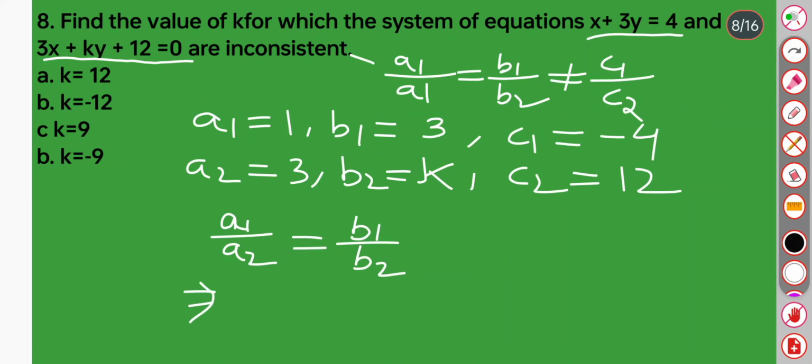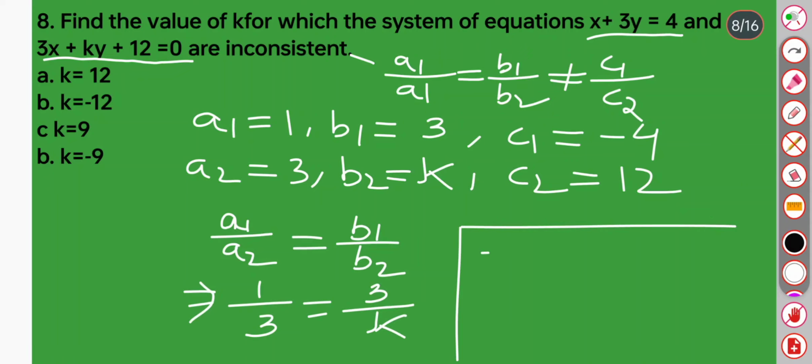Now put the values: 1 by 3 equals 3 by k. Let's do cross multiply. If you do cross multiply, 1 into k, what? k. And 3 times 3 is 9. That is, k value is 9. That is option number C. Option number C is the correct one.